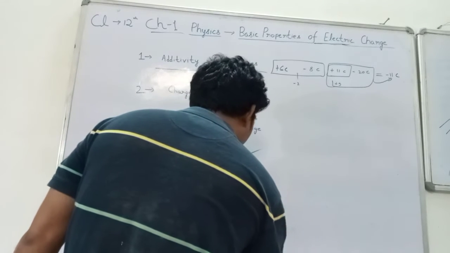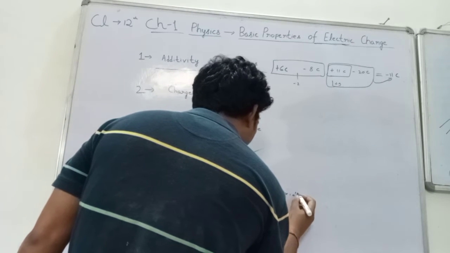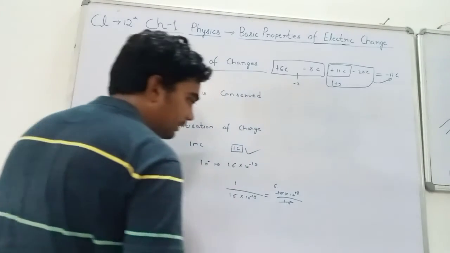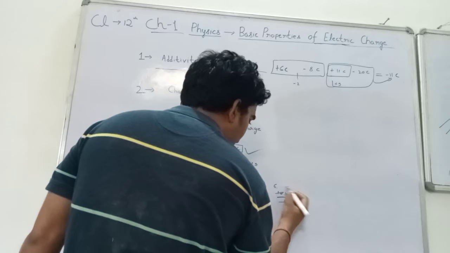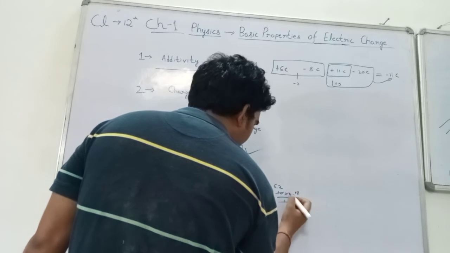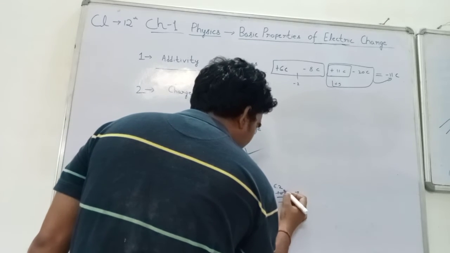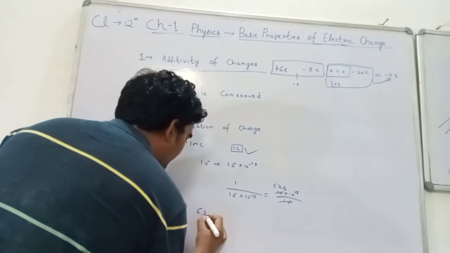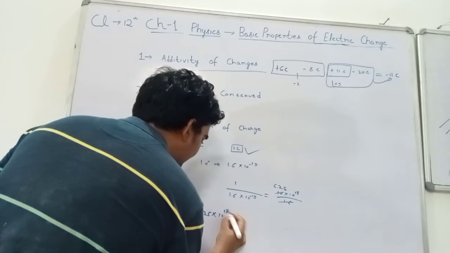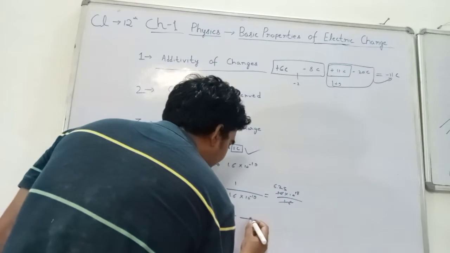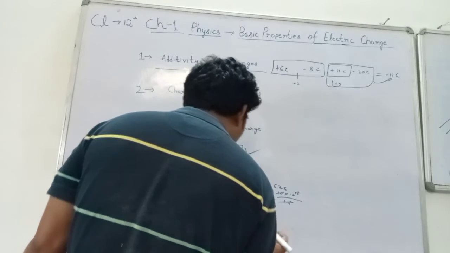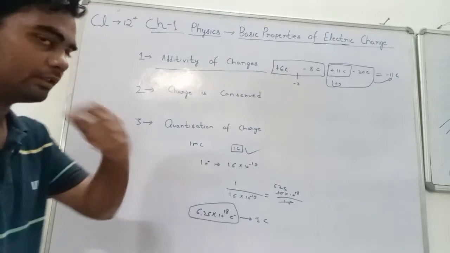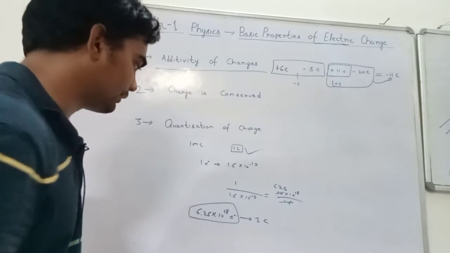Now this is the same as 10 into 10 to the power of 18 divided by 1.6. Doing the division, it comes to approximately 6.25 into 10 to the power of 18 electrons which, when they combine, create a charge of 1 coulomb. Now this is a very large amount of electrons, isn't it? You can see that this is a very large quantity of electrons.